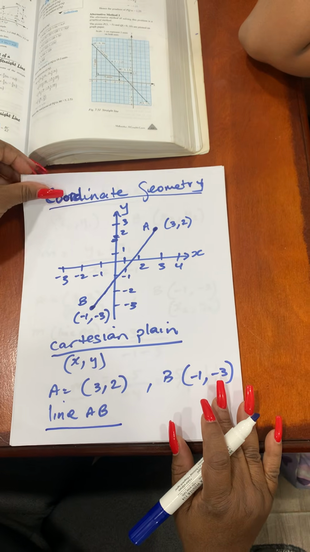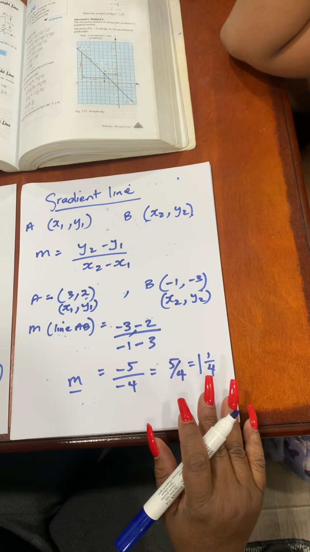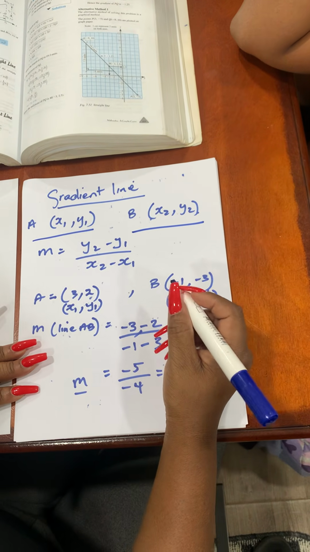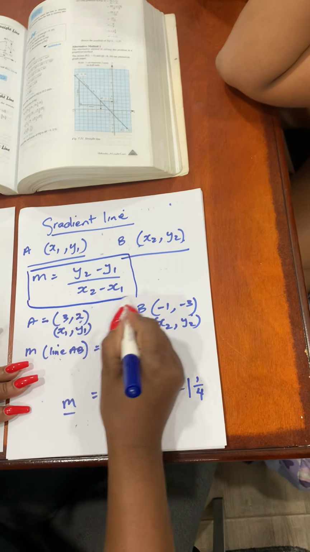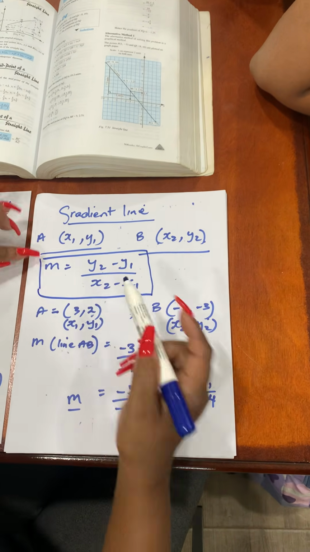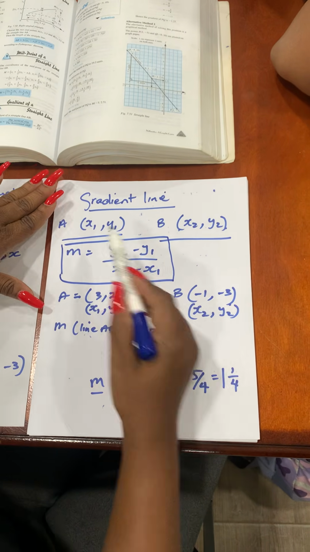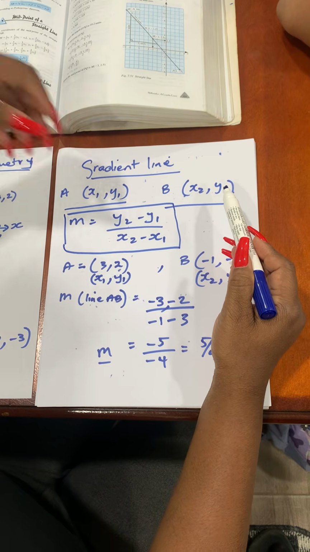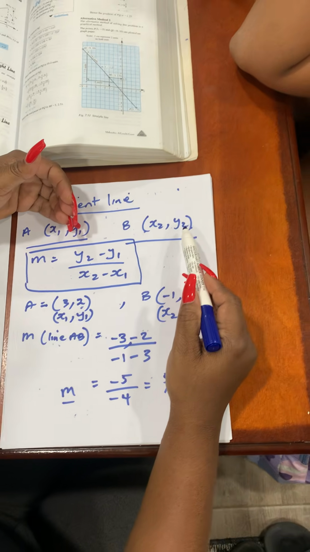The first thing we're going to be doing with this line is finding the gradient. Now, the gradient has a particular formula. The formula is y2 minus y1 over x2 minus x1. That is providing that we have 2 points. The 2 points are considered to be coordinates (x1, y1) and (x2, y2).